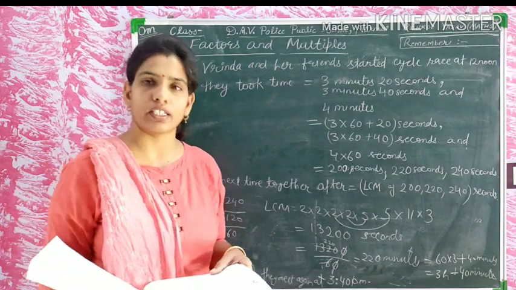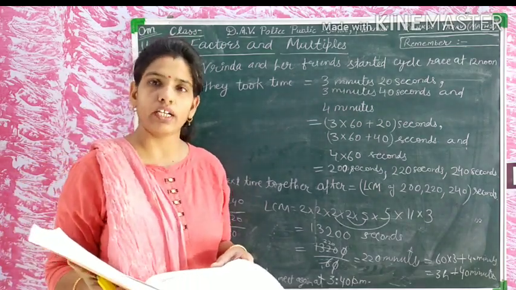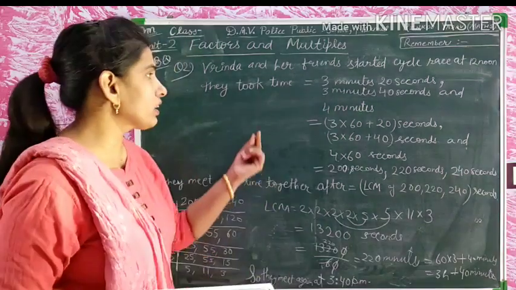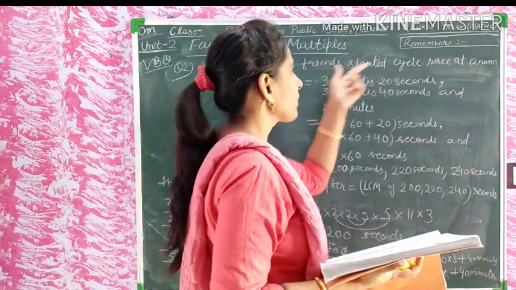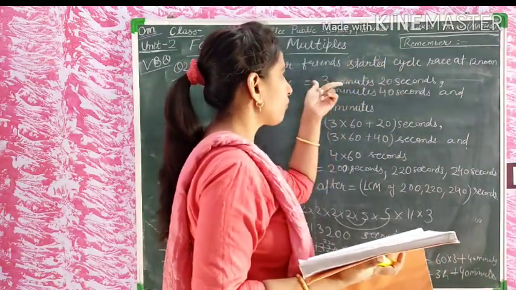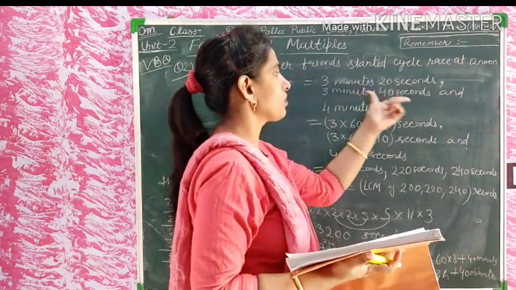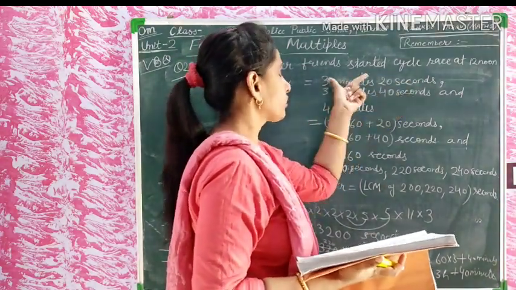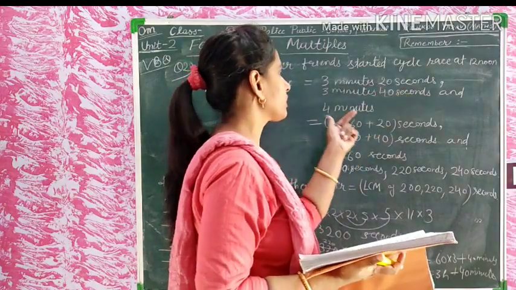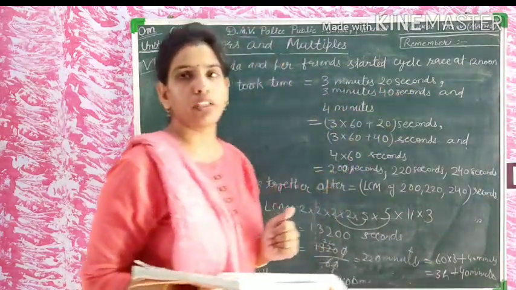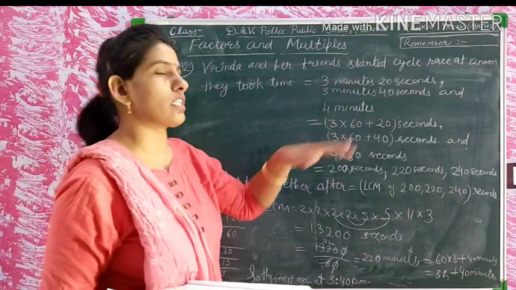They started the cycling race at 12 noon and took the time. When did they start? 12 o'clock. The first one took 3 minutes 20 seconds, the second one took 3 minutes 40 seconds, and the third took 4 minutes. All three have taken this time.